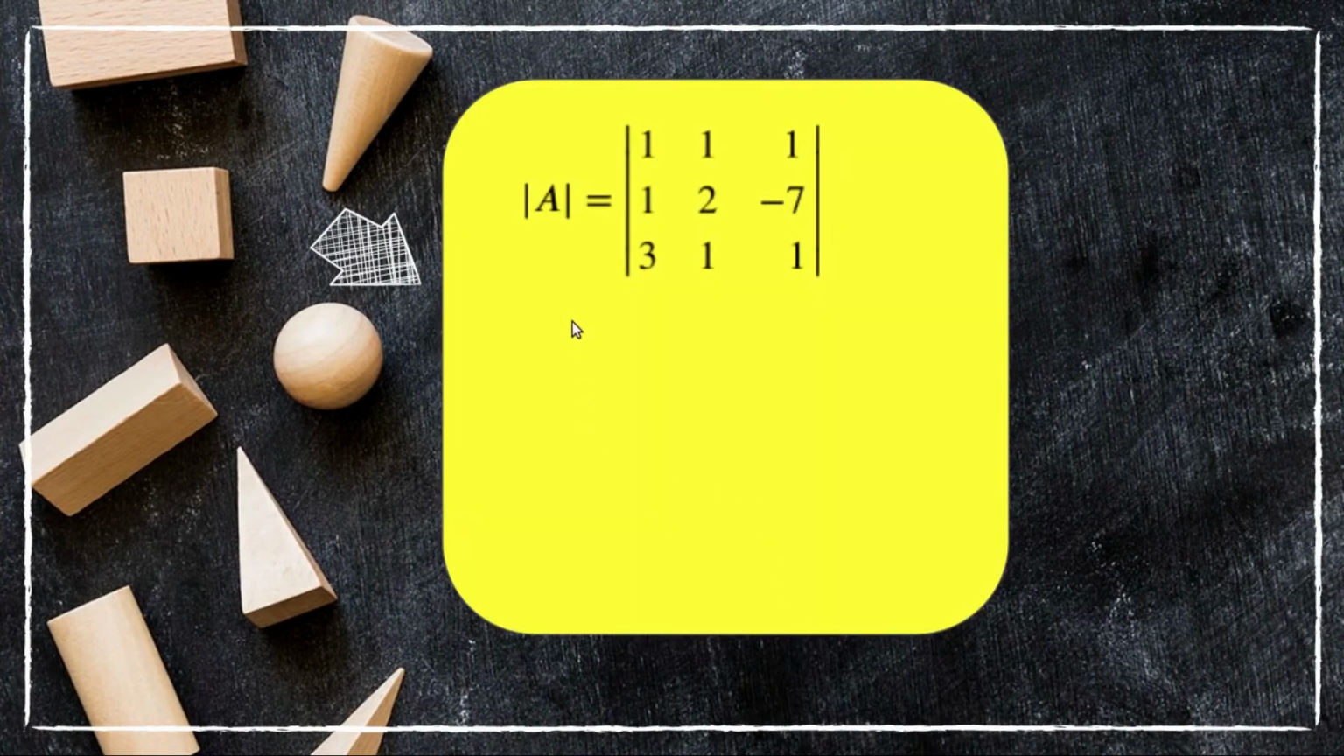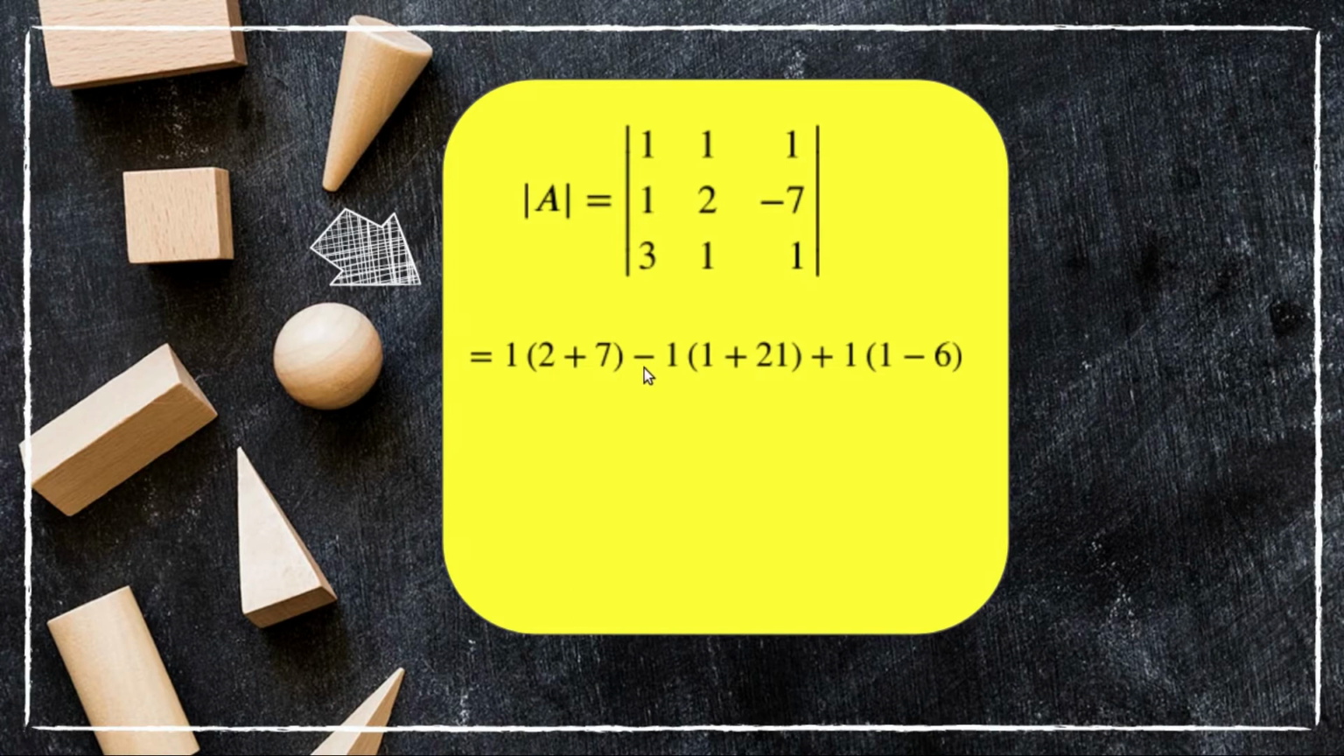Now first we have to find determinant A. Determinant A is determinant 1, 1, 1, 1, 2, minus 7, 3, 1, 1. Now evaluating along the first row, 1 into the remaining determinant, determinant 2, minus 7, 1, 1. 2 into 1 is 2, minus 1 into minus 7 is minus 7. Minus into minus is plus, so 2 plus 7.